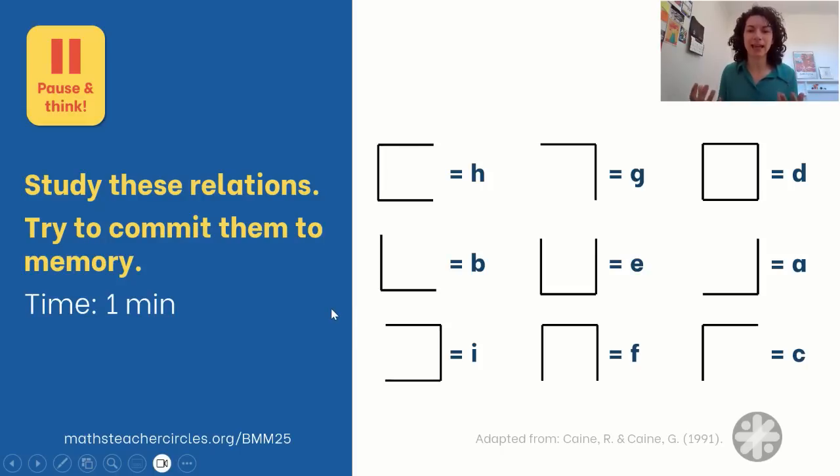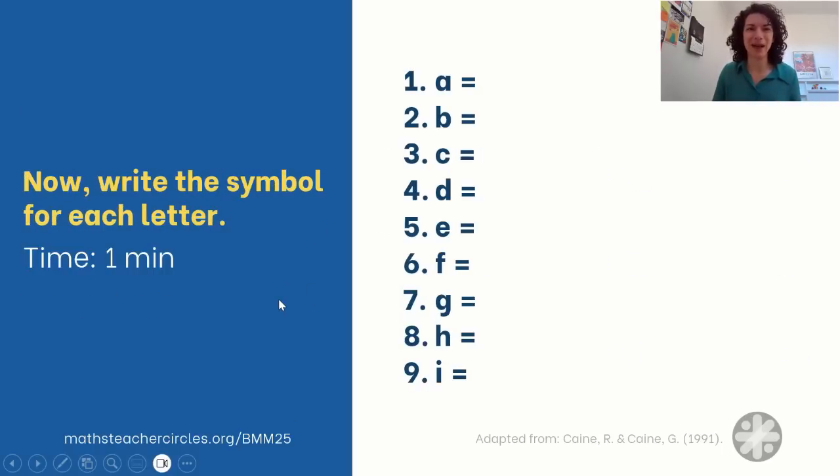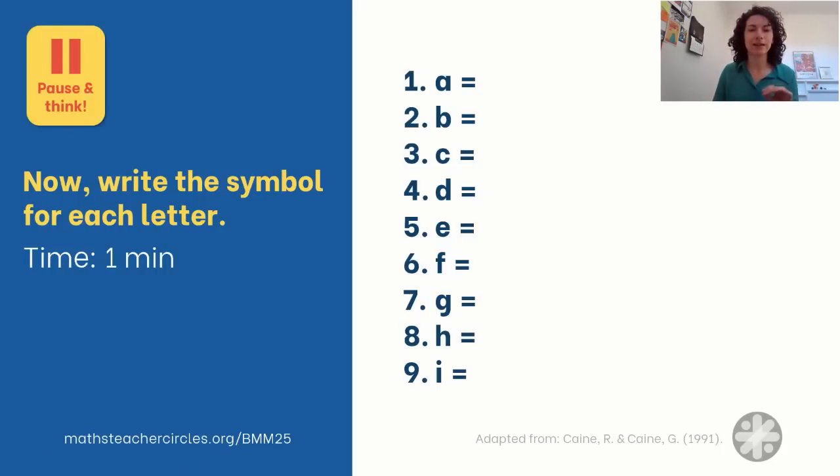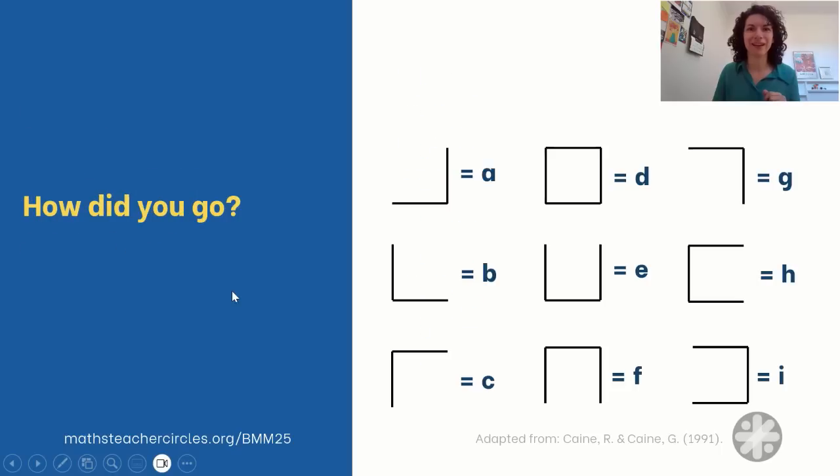So I want you to take 1 minute to study these relations and see if you can commit them to memory. So go on, pause the video and take 1 minute. No writing. Okay, welcome back. Now, take another minute to write the symbol for each of these letters. Again, pause the video for yourself, take that minute and see how you go. All right, here are all of the answers. Have a look and see how you went.